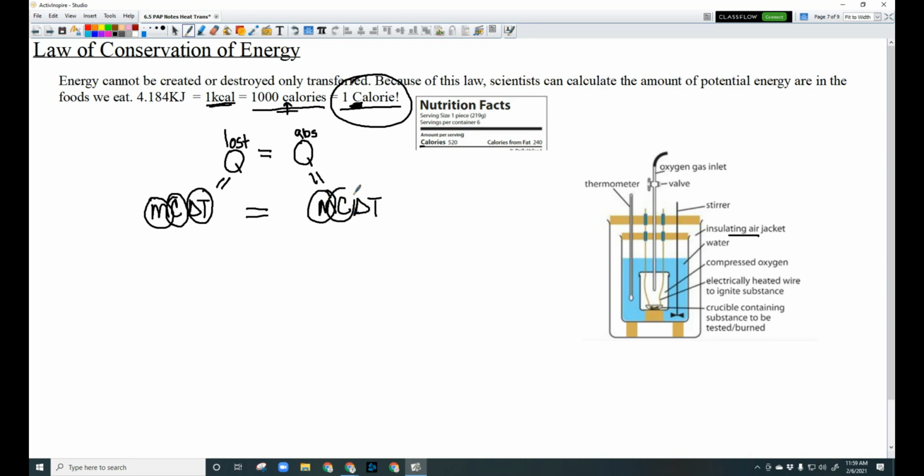We know the specific heat of the water, and we know the change in temperature of the water, so we can calculate the Q, the amount of heat energy that's given off by this. So that's how they get your calories that are in food. And this same concept now can be used to calculate other things.